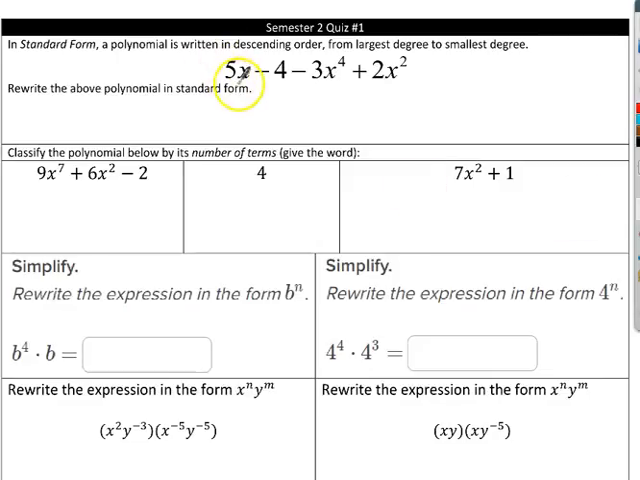Right, question number 1. In standard form, you always put the biggest exponents first, and we reviewed that before we took the test. So then it was 2x squared, and then the x came next, and then there was the term with no x's at all. If I count the terms, it said classify by the number of terms, which means that you were supposed to count them.